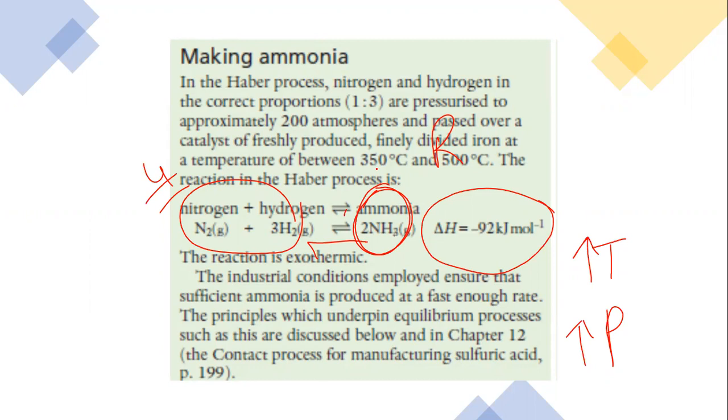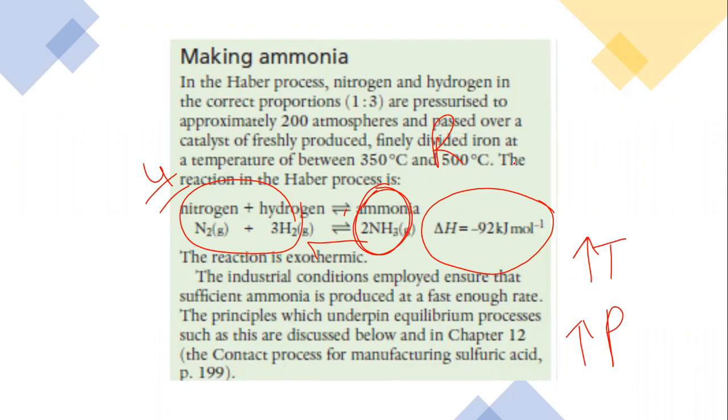And eventually it's no longer going to be feasible, because it's going to take too long for you to get ammonia. You might get more ammonia, but it will take too long to get it. So eventually 350 to 500 degrees centigrade was the temperature at which the rate of reaction was fast enough, and we were still getting a good amount of ammonia. So that is what they ask you: what is the effect of temperature, what is the effect of pressure. Why don't we increase the pressure further? Why don't we decrease the temperature below this?